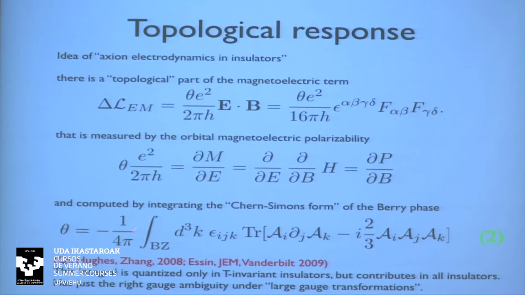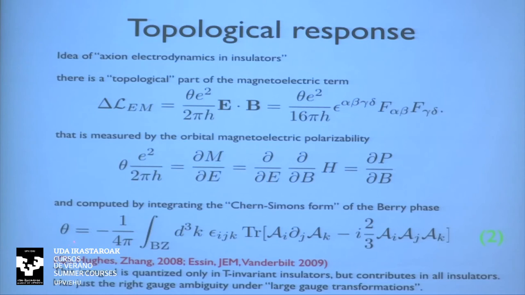But this is ambiguous under large gauge transformations in exactly the same way as polarization, except now they're 3D gauge transformations. So just like polarization in 1D, this is something where if I get theta equal to pi, then different gauges would give me minus pi, minus 3 pi, etc.